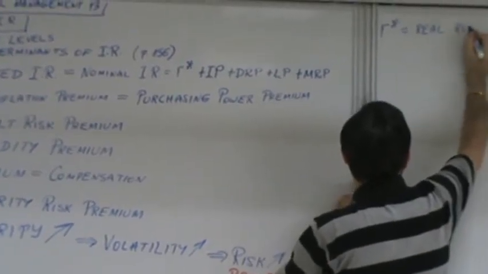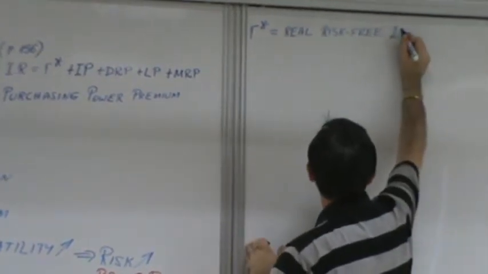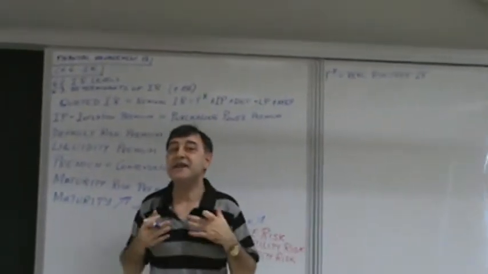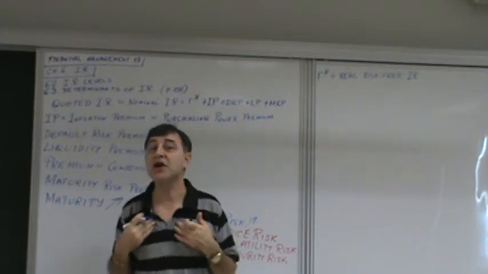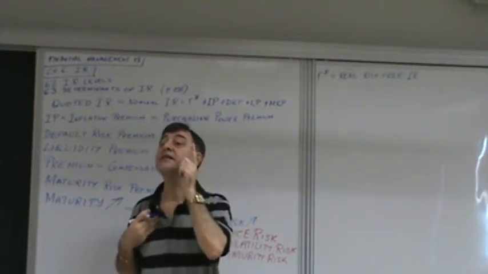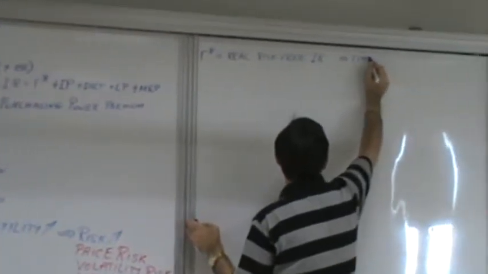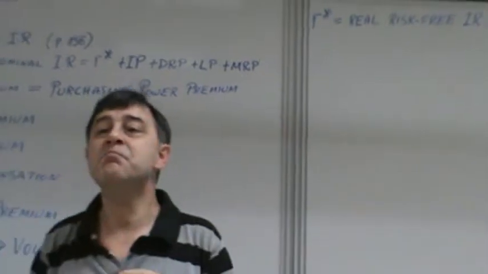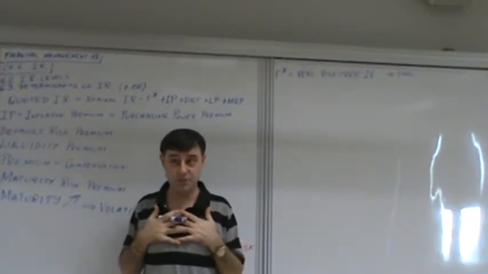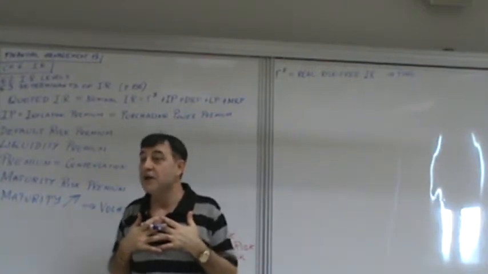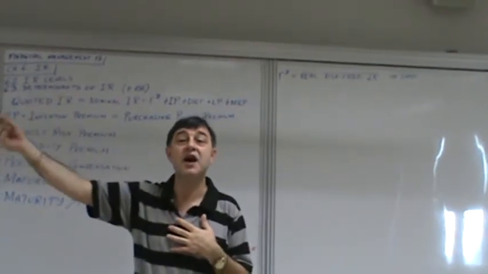Real risk-free interest rate. Well, basically, this is the rate of return which investors require to be compensated for time. So, this is compensation for time. In the most popular way of saying it, this is the requirement that consumers require to be compensated for not consuming today, but instead consuming a year from now.